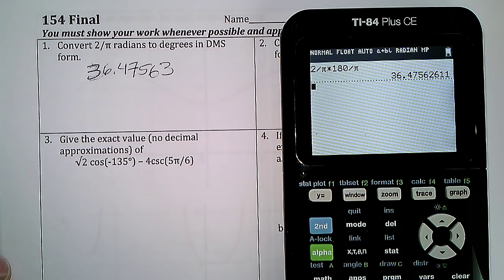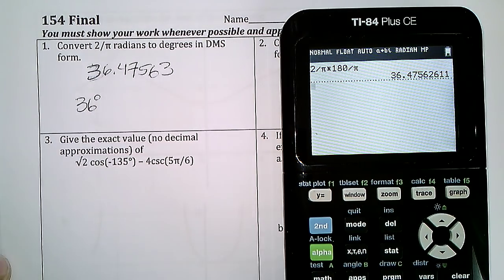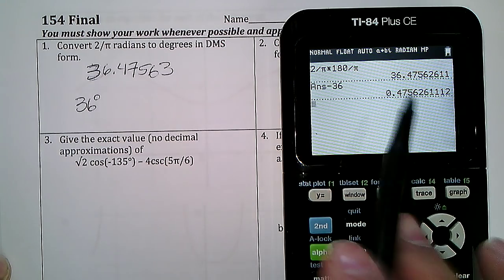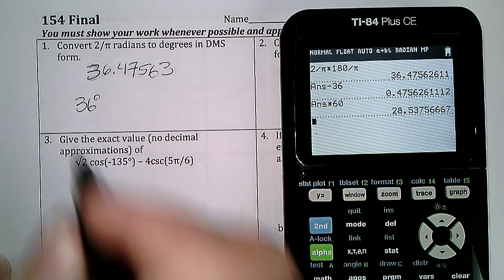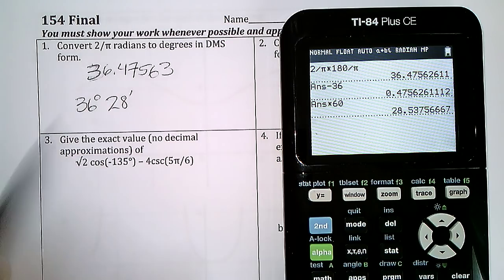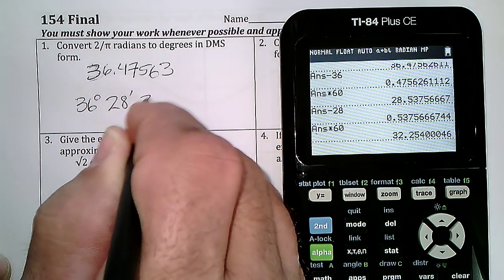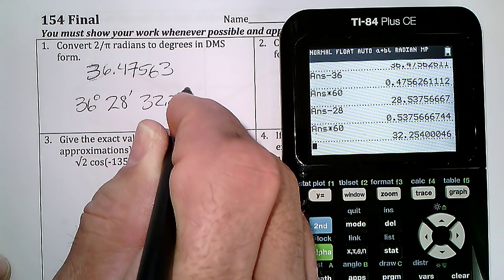But now we have to turn that into degrees, minutes, seconds. So we're going to say that's 36 degrees. And then take this times 60 to get the minutes, and there's 28 point something minutes. So I'm going to take away the 28 minutes, and then I'm going to take this times 60 to find out how many seconds. 32.25 seconds.